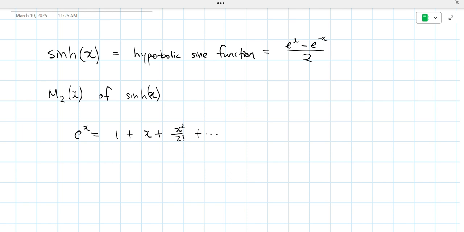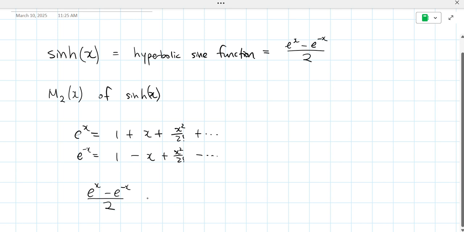Right. Seems like a lot of people who are working are getting some results. So given e to the power of x, what is e to the power of negative x again? We simply just replace every x with negative x, right? So that's going to be plus x squared over 2 factorial, which then I think we can find e to the power of x minus e to the power of negative x divided by 2 quite easily.